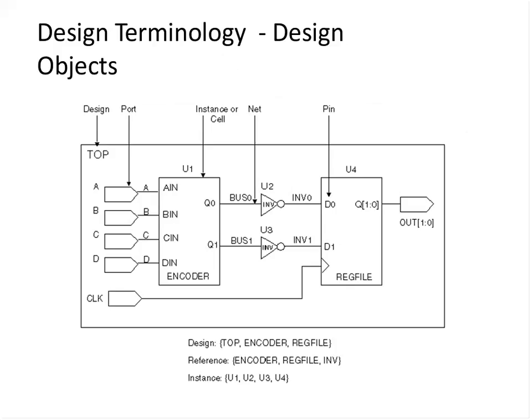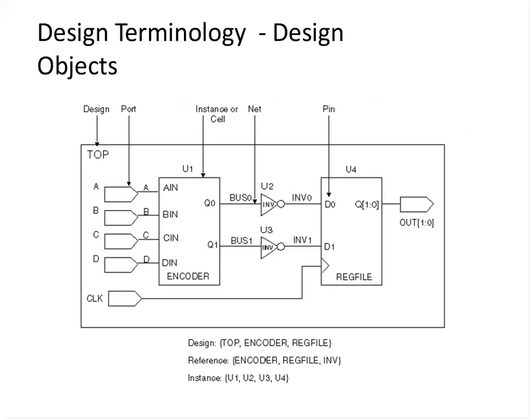Now let's come to design objects. Here's an example. There's a design called top, which has input ports A, B, C, D, and clock, and output port out, which is a 2-bit bus. When we talk in terms of synthesis, this top level description is called a design. The input and output ports are simply called ports, but the ports of the designs which are instantiated inside the top level design are called pins. So the difference between pin and port is that ports are the pins of the top level, and all the ports of sub-designs are called pins.